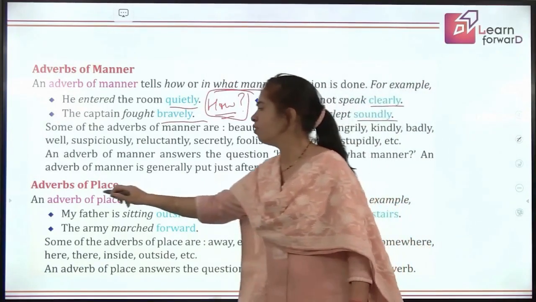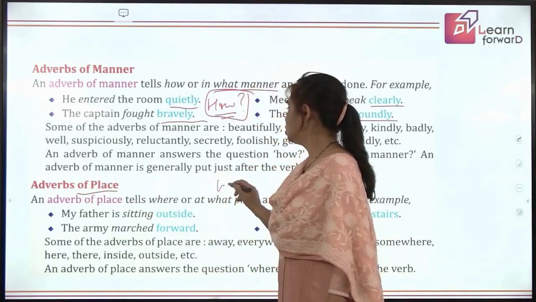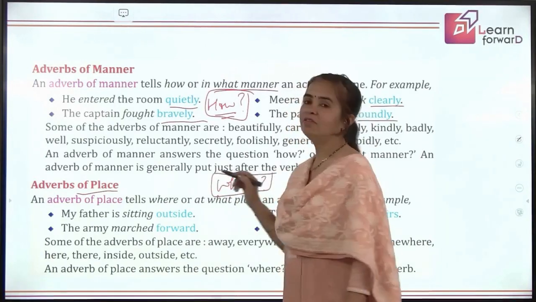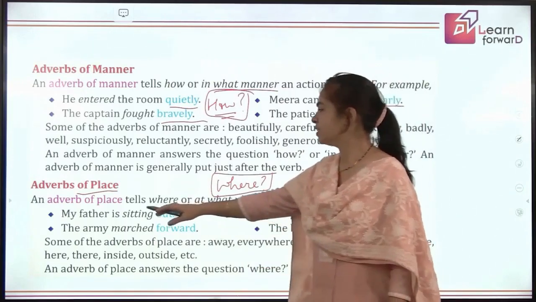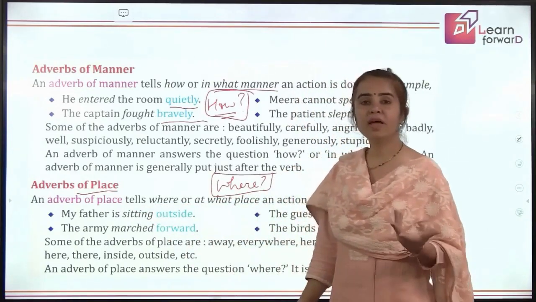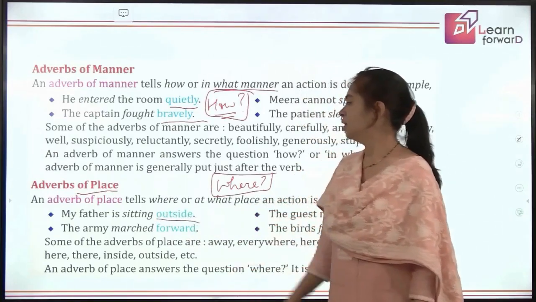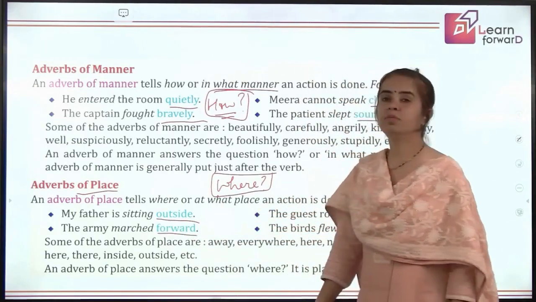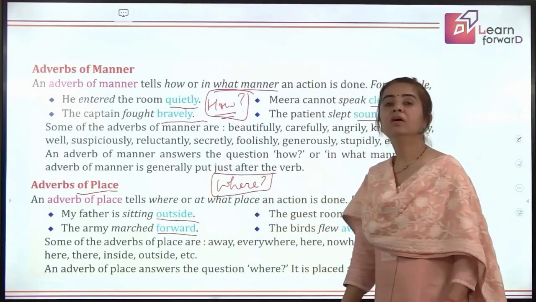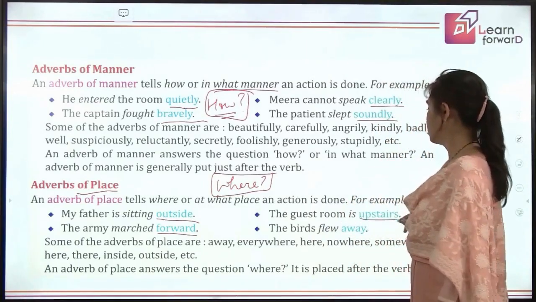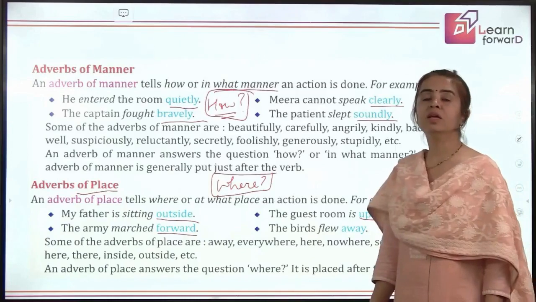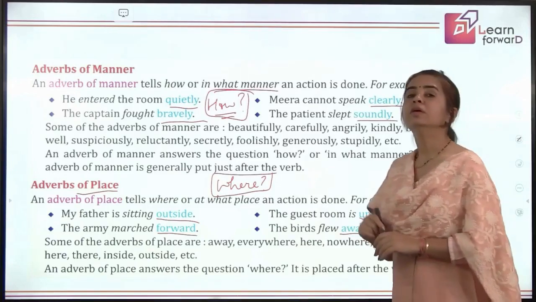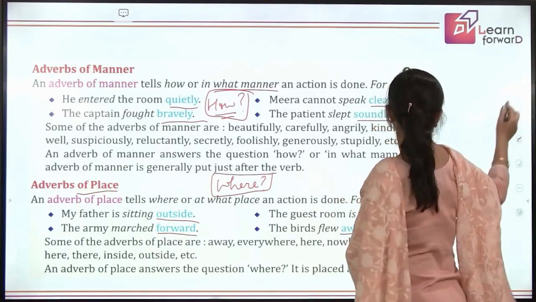Coming to next is adverb of place. As I told you, your question should be place. The question is, yes, it is where. Where do you live? So you tell the place. Next, the examples are, my father is sitting. Where is my father sitting? Outside. Where did the army march? Forward. So this is also the adverb of place. The guest room is, where is the guest room? Upstairs. The birds flew away. Where did the birds fly? Away. So that is giving you the adverb of place, right?